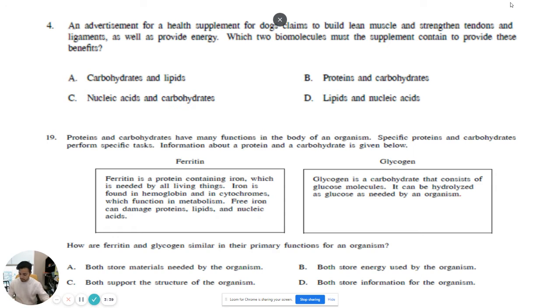So, keywords, let me get my laser really quick. Keywords: we have energy, that's the first thing I saw, and build lean muscle. So what are the 2 things that we know do that? Proteins and carbohydrates. Something that gives energy, something that gives proteins, okay? Same thing for the next one.